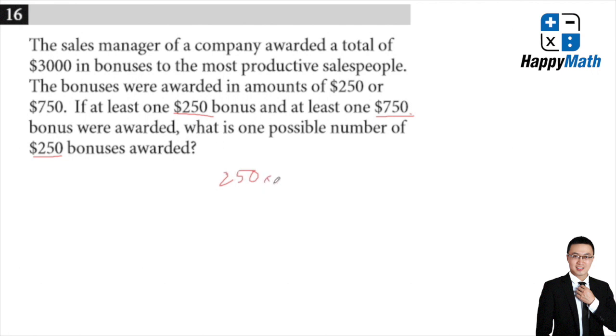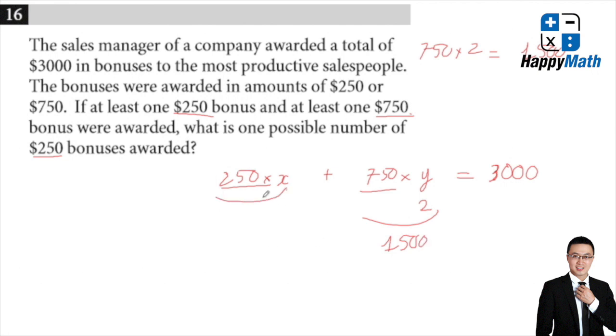260 x. And the number of people who get this reward is y, and the total of them will be equal to 3,000. Okay, so I imagine 750 times 2 will be equal to 1,500. So if y equals 2, here is 1,500, and of course this one has to be 1,500. So 1,500 divided by 250.